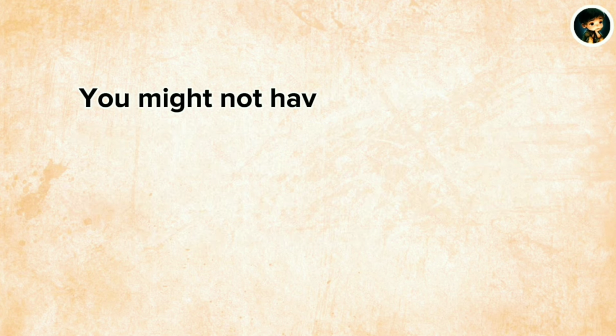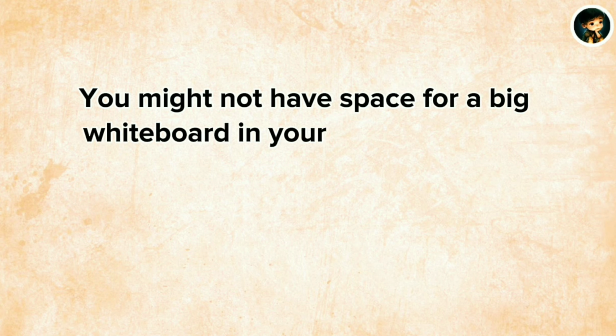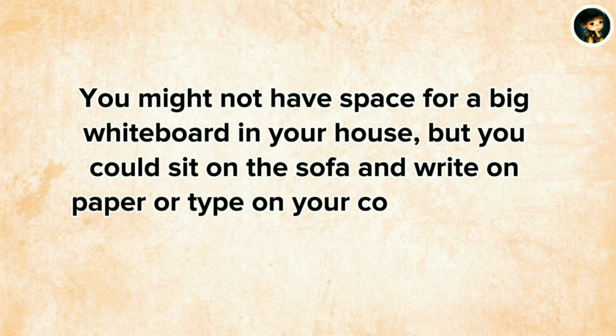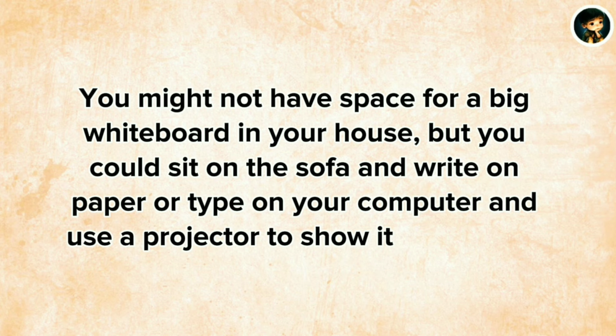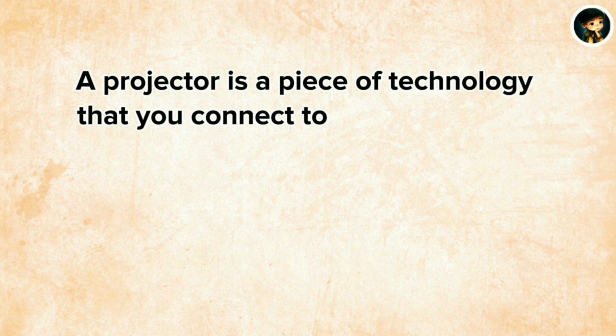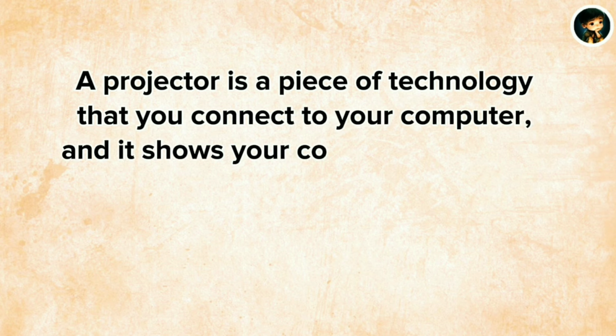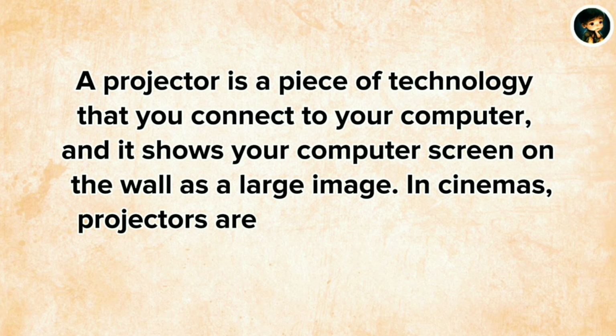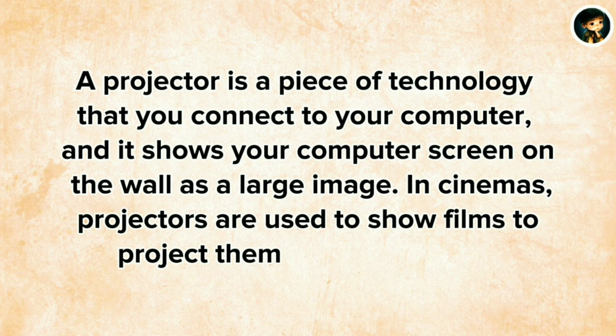You might not have space for a big whiteboard in your house, but you could sit on the sofa and write on paper or type on your computer and use a projector to show it on the wall. A projector is a piece of technology that you connect to your computer, and it shows your computer screen on the wall as a large image. In cinemas, projectors are used to show films, to project them onto the screen.